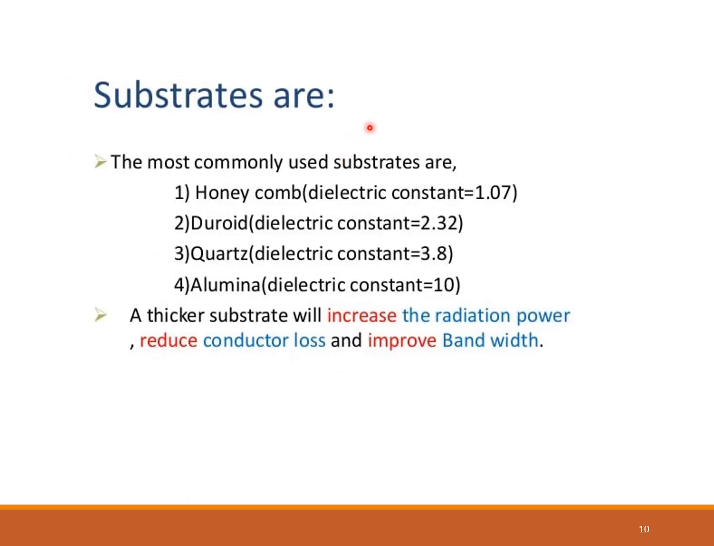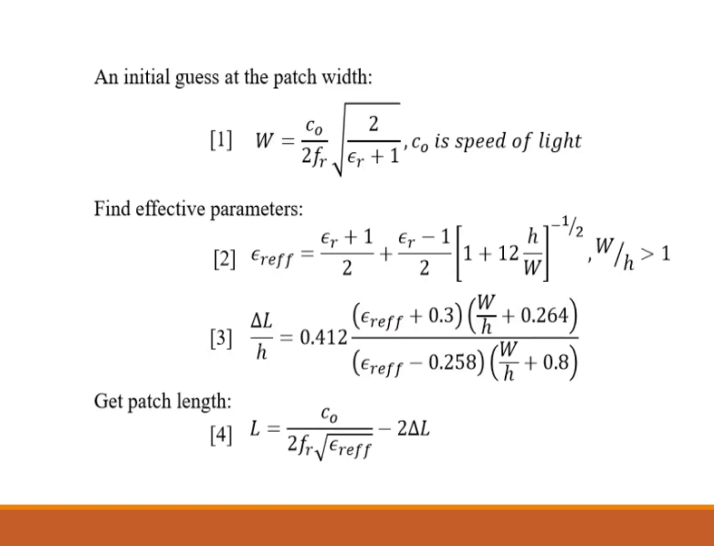Now, these are some of the common substrates that are used: honeycomb, duroid, quartz, and even alumina. And as I told you, a thicker substrate will increase the radiation power, reduce conductor loss, and improve bandwidth.